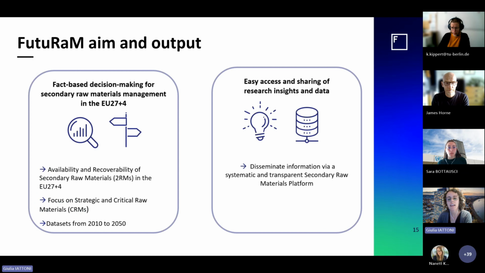So the two main goals and outputs of FutuRaM are: first, enable fact-based decision-making for secondary raw materials management in the EU 27+4 through developing knowledge on the availability and recoverability of secondary raw materials within the EU, with special focus on strategic and critical raw materials from now to 2050. And second, disseminate this information through a secondary raw materials knowledge base accessible to everyone.